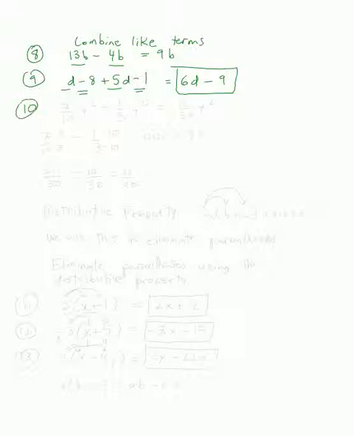Okay. Let's look at the next one. Will be a little trickier. 7/10 y squared minus 1/3 y squared. Now in this case, these are like terms because we see a y squared in both of these terms. So we need to figure out what 7/10 minus 1/3 is.